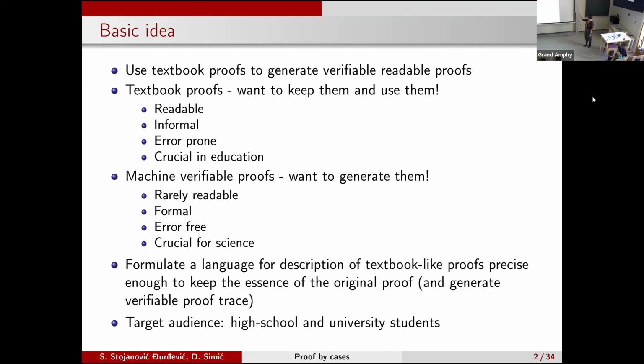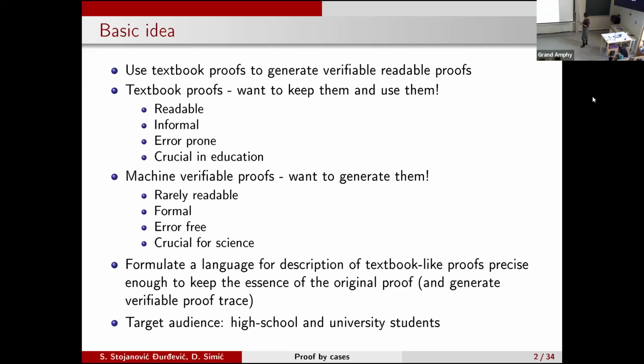But given all that, we cannot work without textbook proofs. They are crucial for education, and introducing young students to textbook proofs is crucial for creating new mathematicians, and mathematicians are necessary for creating formal and verifiable proofs and all the other nice stuff that we do. So we wanted to make a connection between these two as automatically as possible.